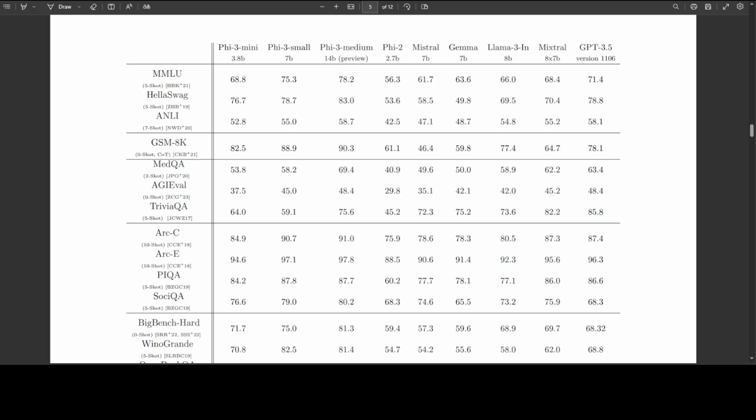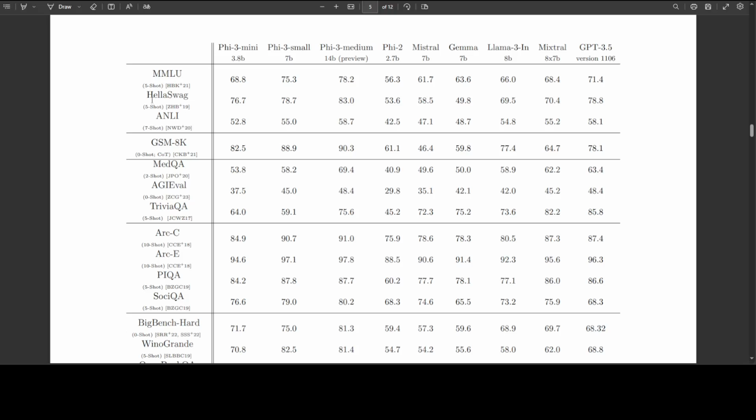Now, if you look at this screen, it is showing us a benchmarking. These are the results for Phi-3 mini on standard open source benchmarks measuring the model's reasoning ability, both common sense reasoning and logical reasoning. And they have compared to Phi-2, Mistral 7 billion, Mixtral 8x7 billion, Gemma 7 billion, Llama 3 instruct 8 billion, and GPT 3.5. All the reported numbers are produced with the exact same pipeline to ensure that the numbers are comparable.